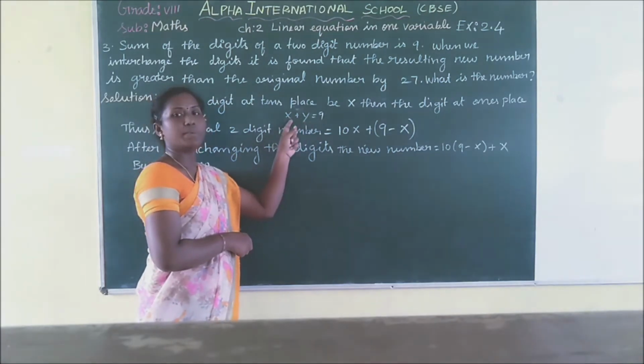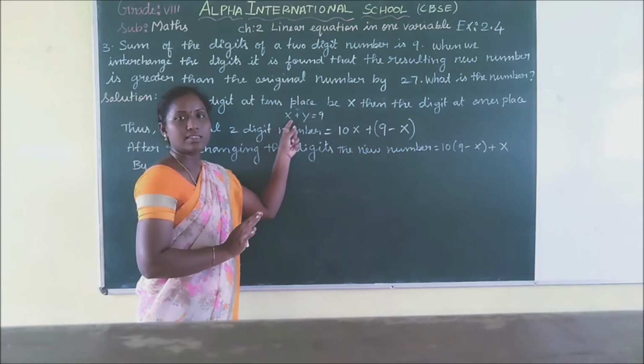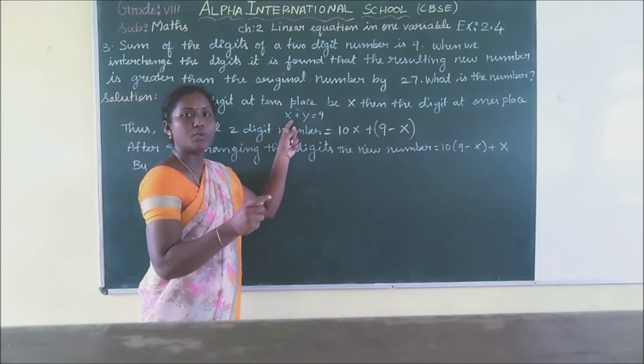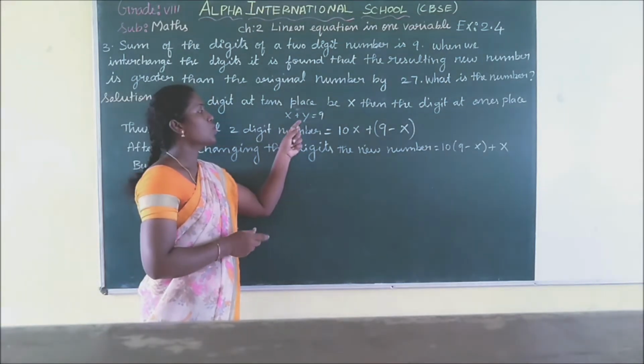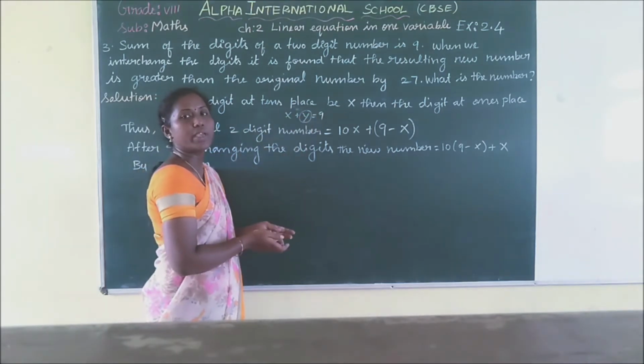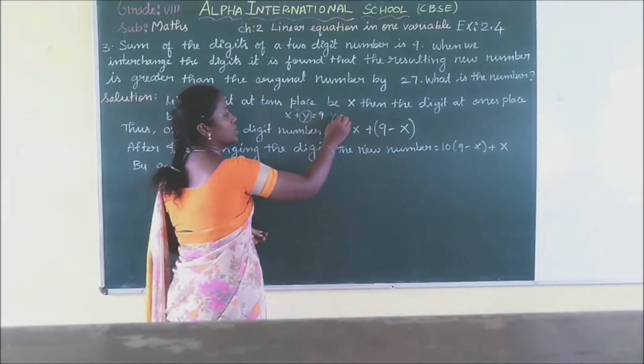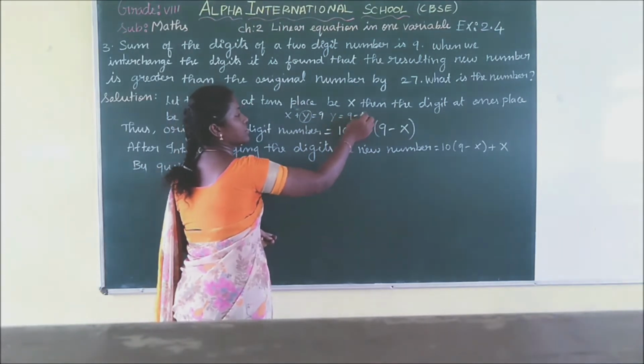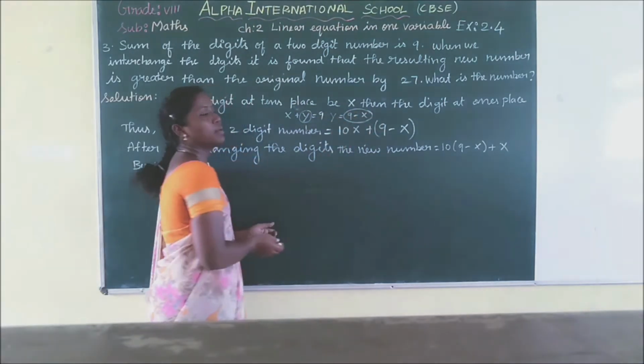The tens place we have taken as x. Now we have to find the value for the ones place. So for y, how can we solve? y is equal to 9 minus x.